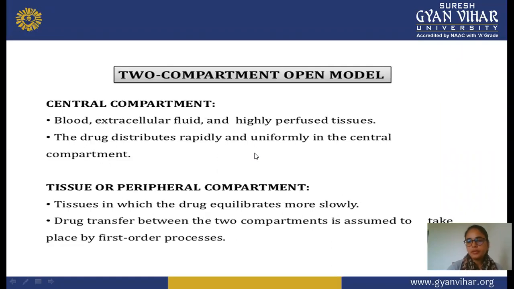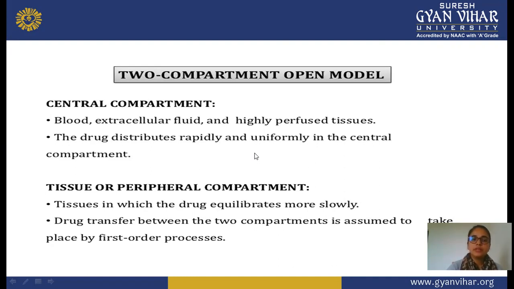So in the two compartmental model, as the name itself says, there are two compartments involved in this mechanism or process. One is the central compartment, and the second is the tissue or peripheral compartment. These two compartments are mainly responsible for the pharmacokinetics or mechanism of this compartmental model.